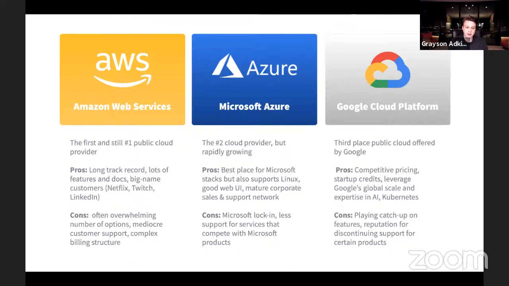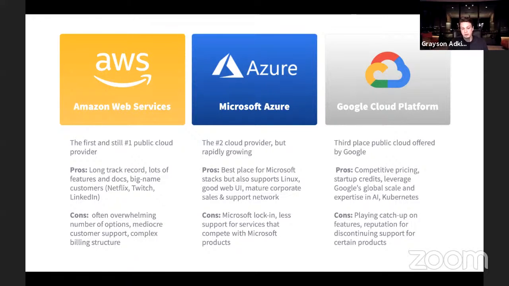But the pros of AWS: it has a long track record. 2006, I believe it was when they started. Lots of features, lots of documentation, and they have big name customers: Netflix, Twitch, LinkedIn. A lot of big companies that you've heard of trust AWS.